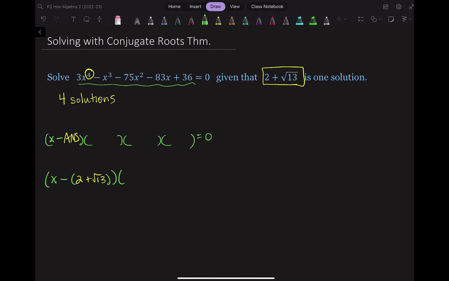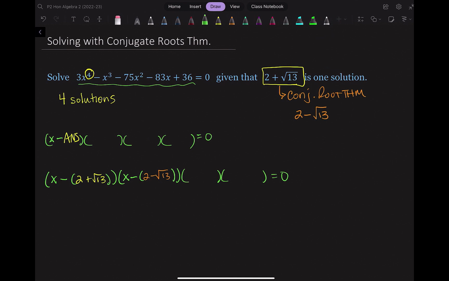And then a second one should be related to this conjugate. So we're going to use the conjugate root theorem, or specifically the irrational conjugate root theorem, to say that 2 minus root 13 is also one of the solutions. And that means I can write a second one as x minus, now the 2 minus root 13. And what I won't be able to do is find out what these other 2 are.